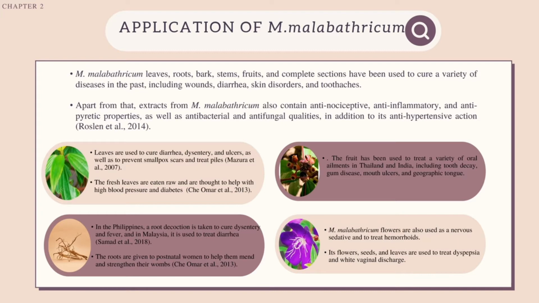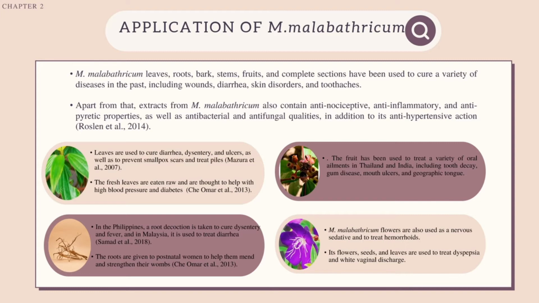The first part, which is leaf, is used to cure diarrhea, dysentery, and ulcers, as well as to prevent smallpox scars and treat piles. The fresh leaf is eaten raw and thought to help with high blood pressure and diabetes. The second important part is roots. In the Philippines, a root decoction is taken to cure dysentery and fever, and in Malaysia, it is used to treat diarrhea. The roots are given to postnatal women to help their menses and strengthen their wombs.